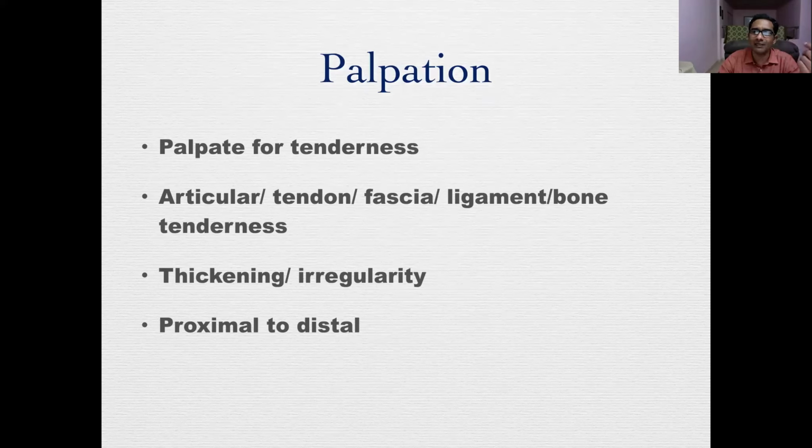You see so commonly an ankle sprain. You should know where the anterior talofibular ligament is. You should know where the syndesmotic ligament is. The entire foot, palpation is an art in clinical examination. So you palpate for bone, for joints, for tendons, for fascia. You look for thickening, irregularity, and tenderness. And follow a pattern. It's always good.